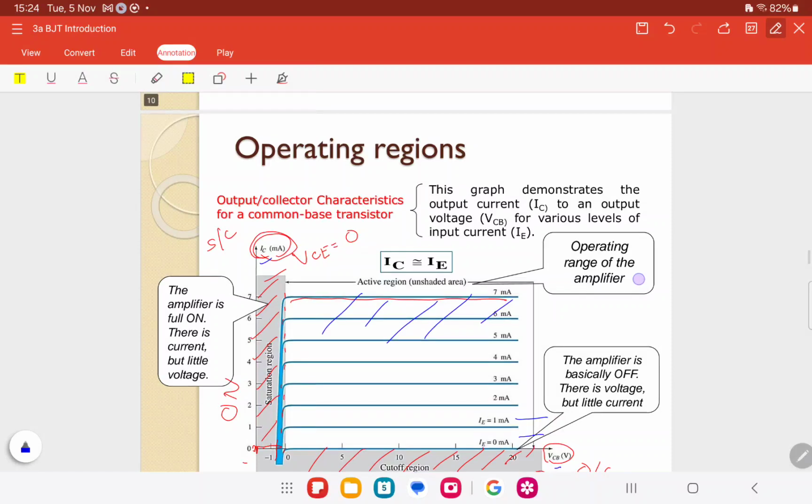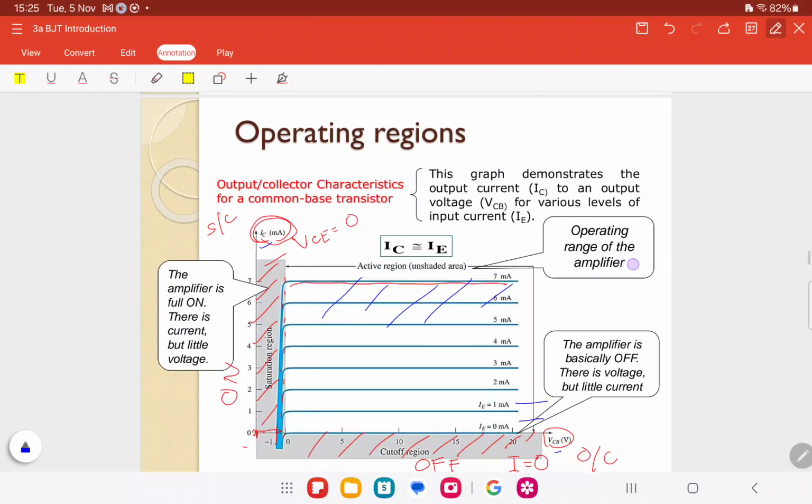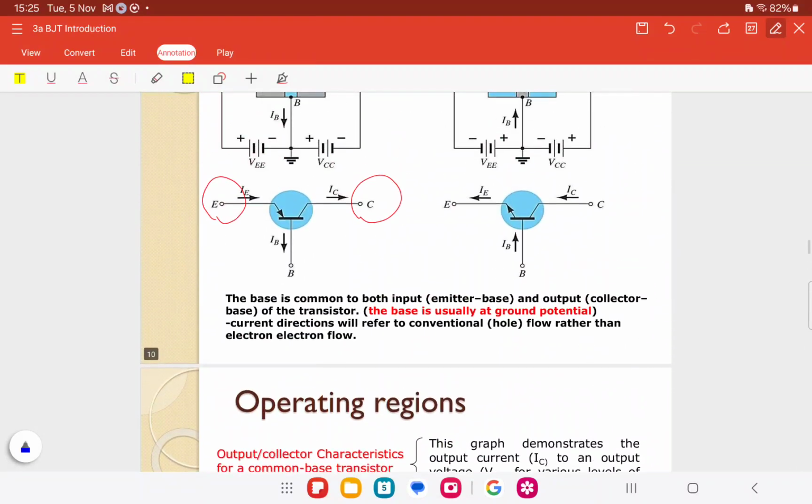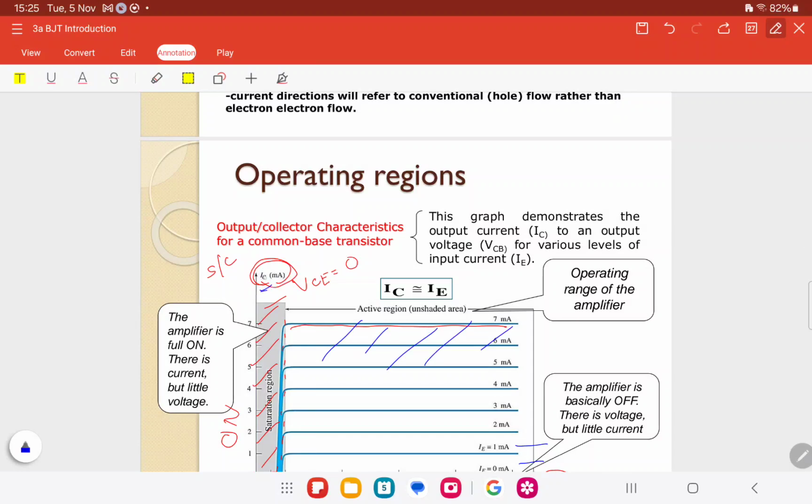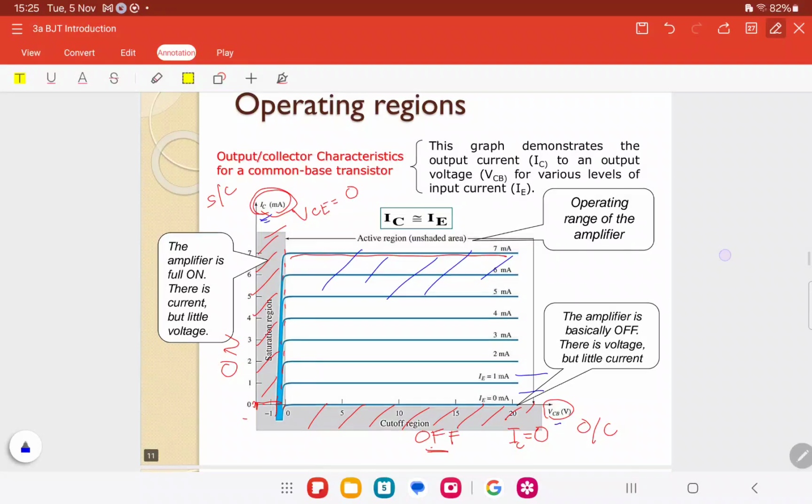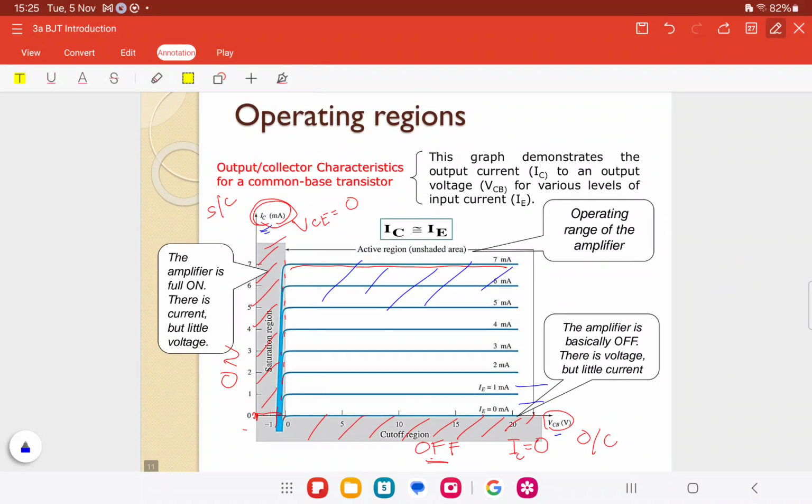Sebab for common base, input dia dekat sini adalah input, this is output. Sebab tu kita ambil the IC, sebab kita ambil output dia. Okay. And BJT is a current control voltage device. So value I will determine the value of voltage. Okay, nanti bila kita buat DC analysis, you guys lagi nampak lah.